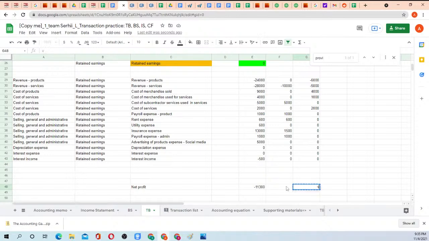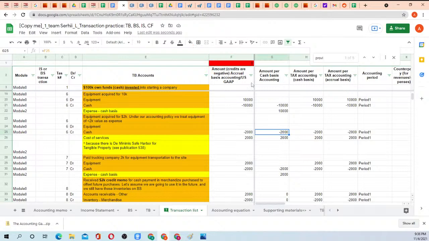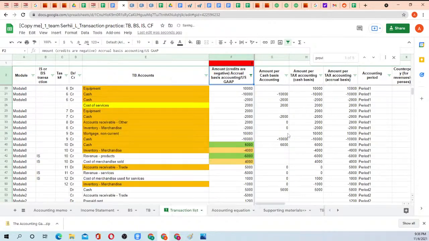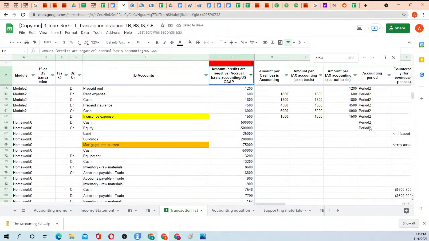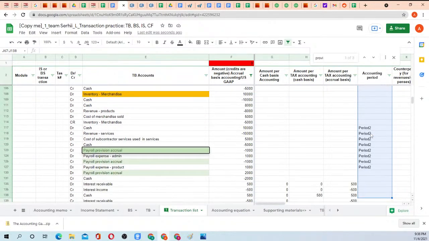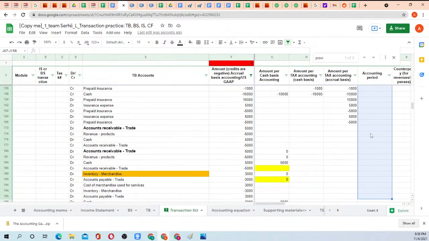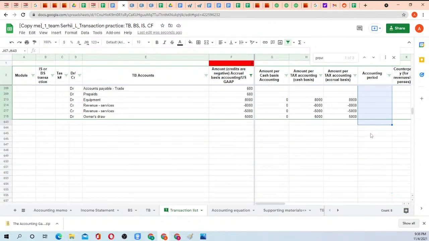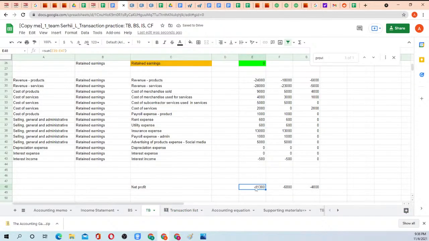Let's see if our periods work correctly. And obviously they don't. We have only 4,900 profit here, while we have 11,000 profit here. And the issue here is pretty clear. That's because we didn't map enough transactions. Let me go through the end. Okay, let's see.